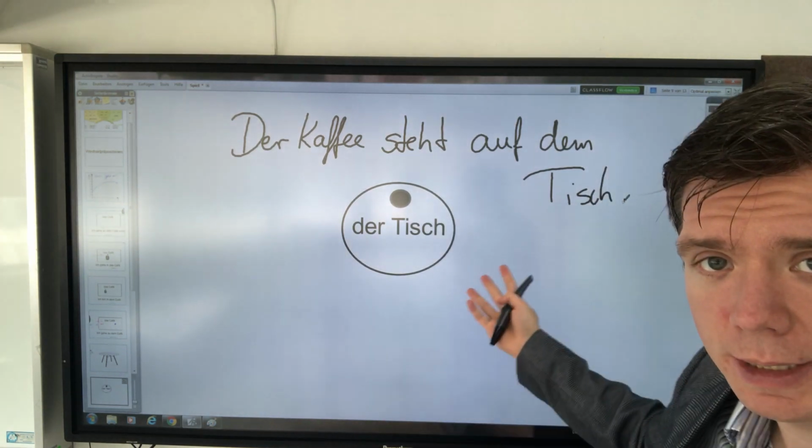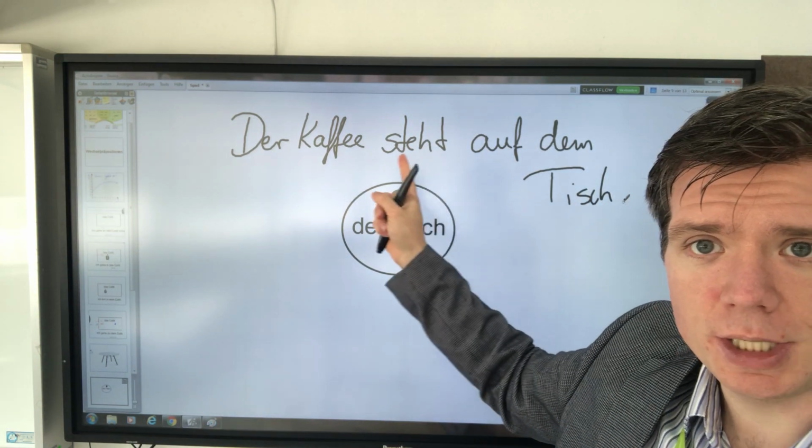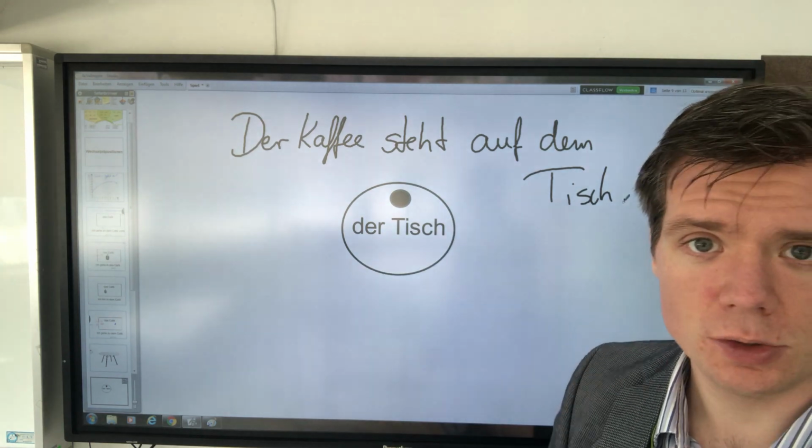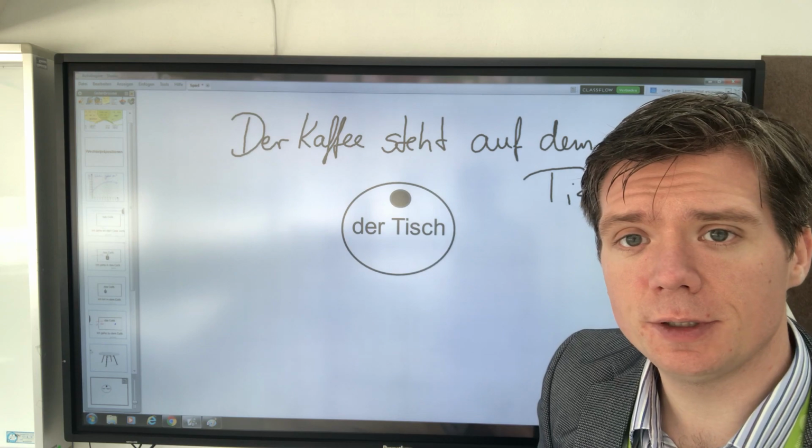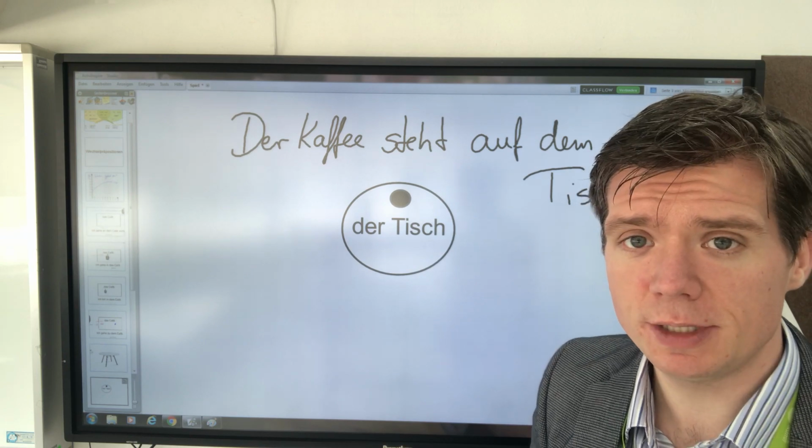Okay, automatically dative. Das Verb ist steht, to stand. No thinking here. You only have to start thinking if it's a movement. Then you have to be careful. Every time your verb is a movement.